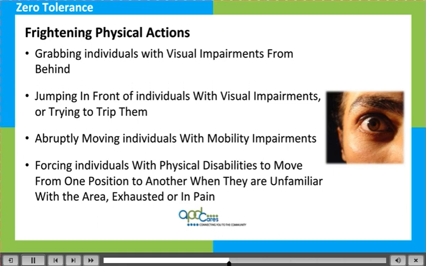Grabbing individuals with visual impairments from behind, jumping in front of individuals with visual impairments, or trying to trip them, abruptly moving individuals with mobility impairments, forcing individuals with physical disabilities to move from one position to another when they are unfamiliar with the area, exhausted, or in pain.